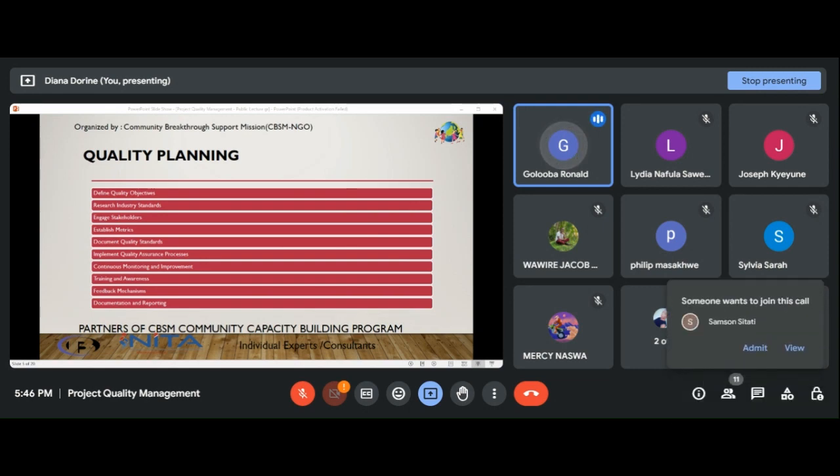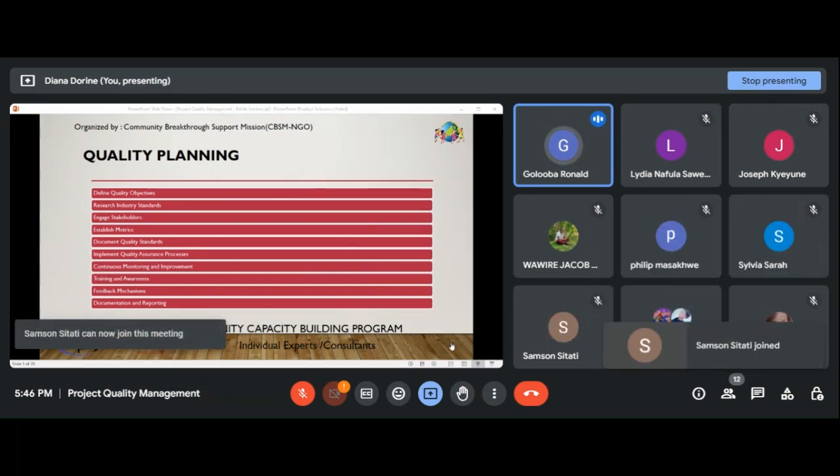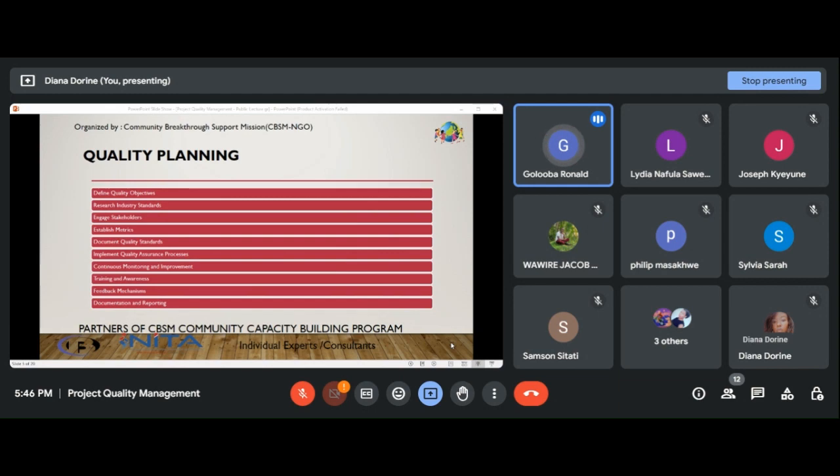So if you're putting out, for example, an app, how usable is that app? And then you're also looking at things to do with security, and if it's a service, you're looking at things to do with confidentiality. So that is the way we define quality objectives, and these objectives should be measurable, they should be realistic, they should be time bound.